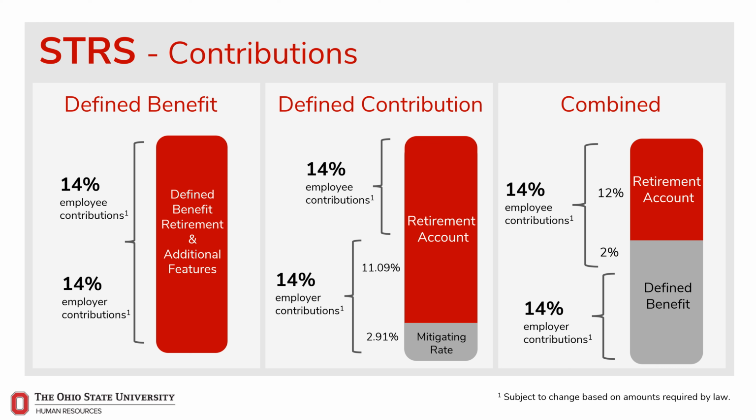The third STRS retirement plan is the combined plan, which contributes elements of both the defined benefit and the defined contribution plans. 12% of the employee contribution is allocated to the defined contribution portion, which is invested into the STRS investment options. The remaining 2% of the employee contribution, along with the university's contribution, is allocated to the defined benefit portion of the plan to fund your future STRS retirement benefit.